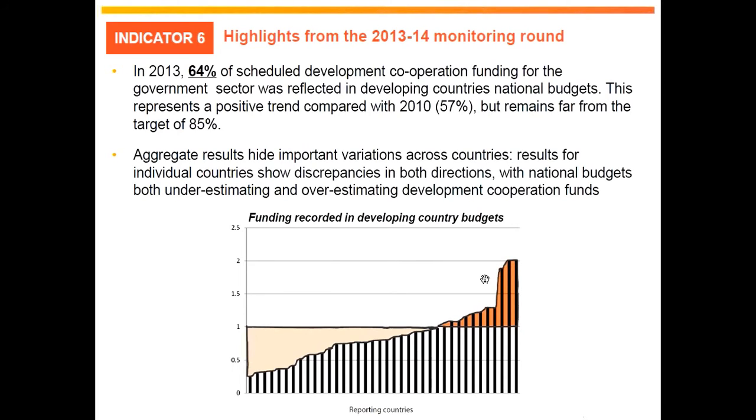So this was an interesting case, and we actually had some discussion at one of the workshops in Africa about how this case on the right-hand side can happen. How can it happen that a government has more on budget than what the provider had scheduled?